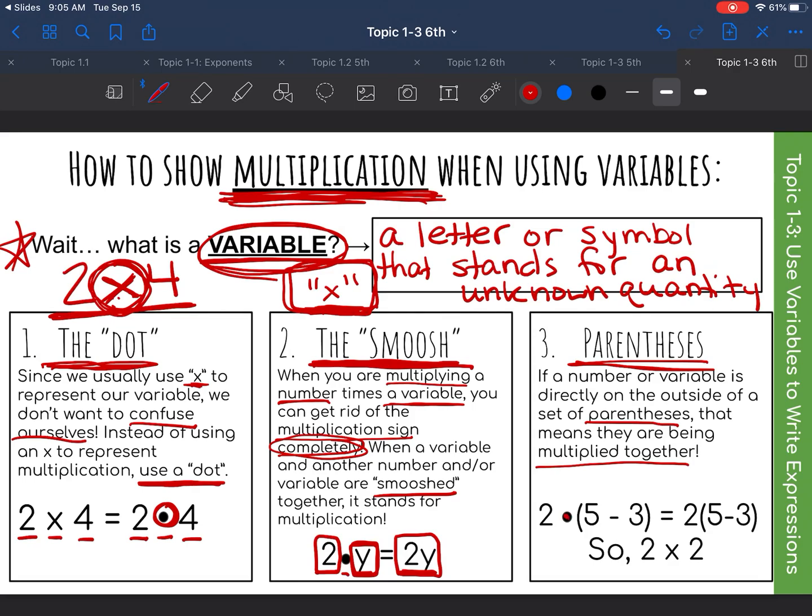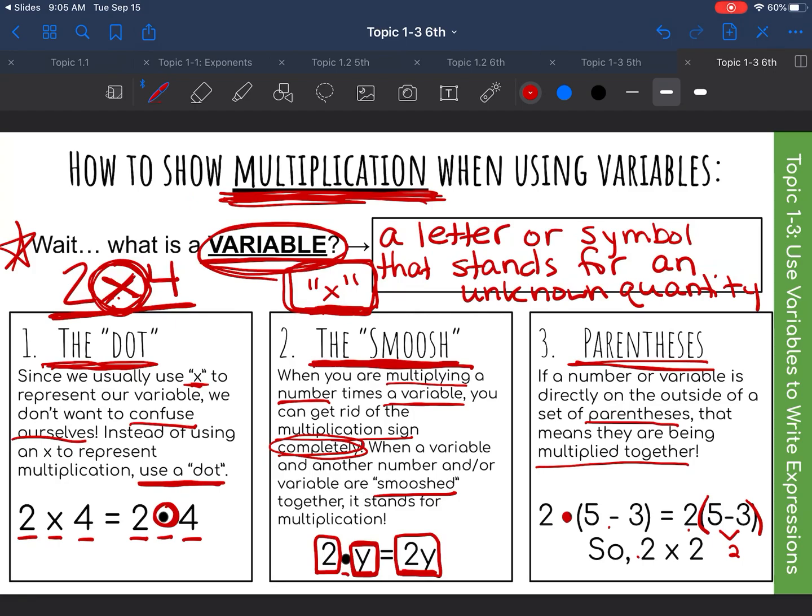So 2 times, because the dot stands for multiplication, 5 minus 3 equals 2(5 minus 3). We can take out that dot, that multiplication sign, and just put that 2 right outside the parentheses. And then we actually solved it. Well, we know 5 minus 3 is 2, so 2 times 2.